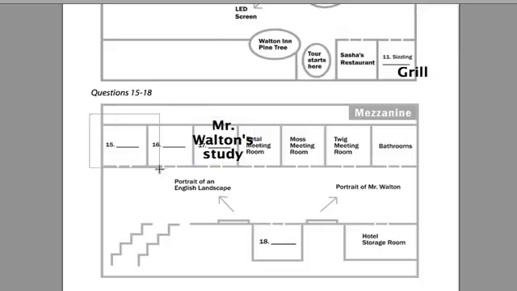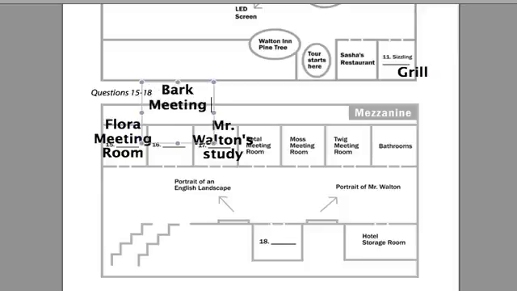The first room is the Flora meeting room. And the second is the Bark meeting room. Okay, and then they talk a bit about the portrait of Mr. Walton. I do not believe they mention the portrait of an English landscape, nor do they mention the bathrooms, nor do they mention the hotel storage room. So a bit too much information in this diagram.